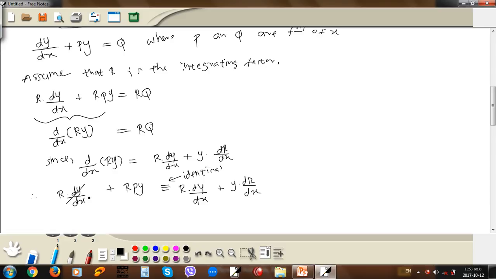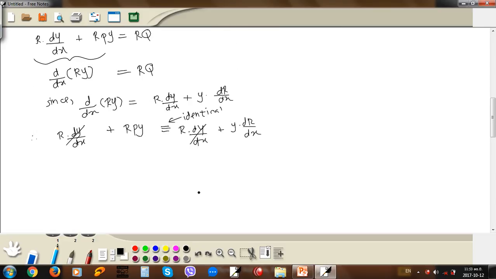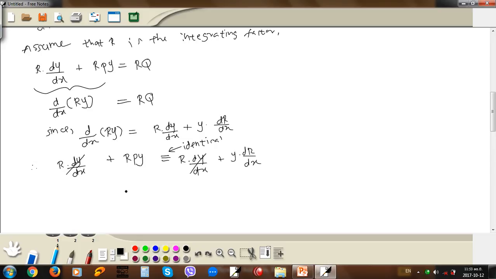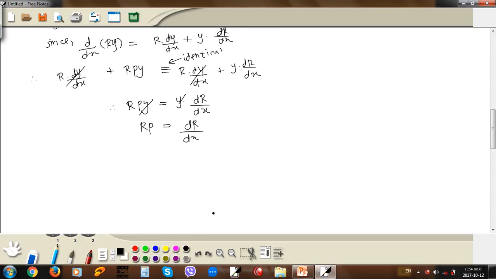r dy by dx cancels, so we get r times p y equals y times dr over dx. So y can be cancelled, so r p is equal to dr over dx, right? Now we found r p is equal to dr over dx.